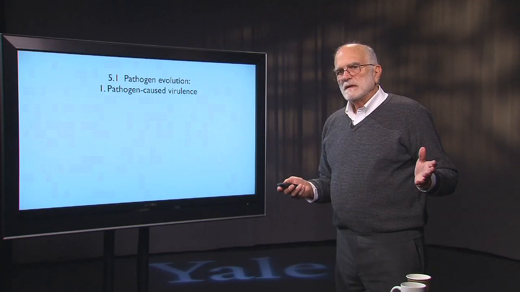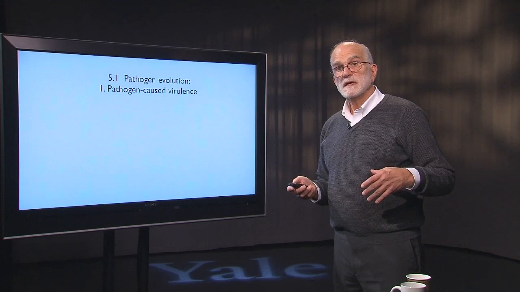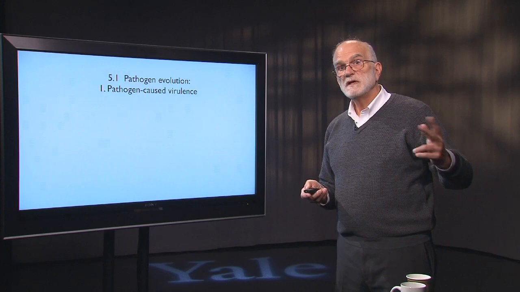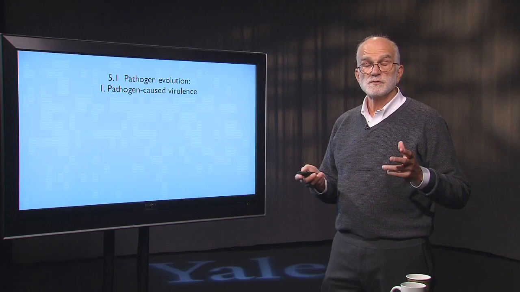Probably the main point to make about pathogen evolution is that pathogens have their own agenda and they respond rapidly to things that they encounter. They do so because they have short generation times, vast numbers, and fairly high mutation rates. Many of them also have horizontal gene transfer. That makes them extraordinarily evolutionarily flexible.